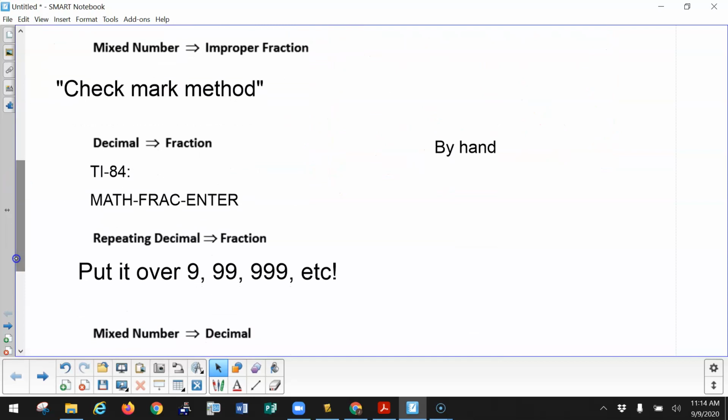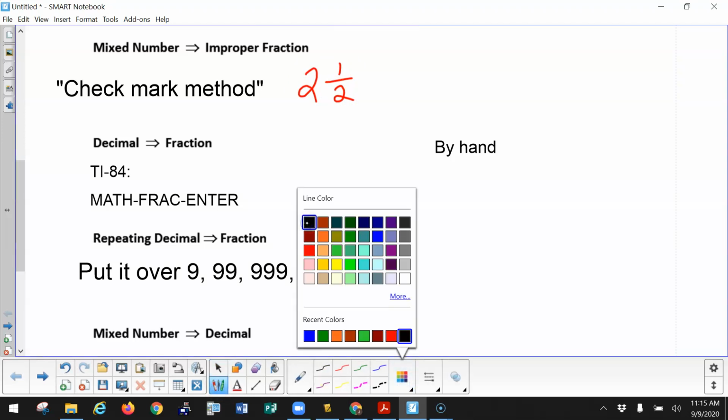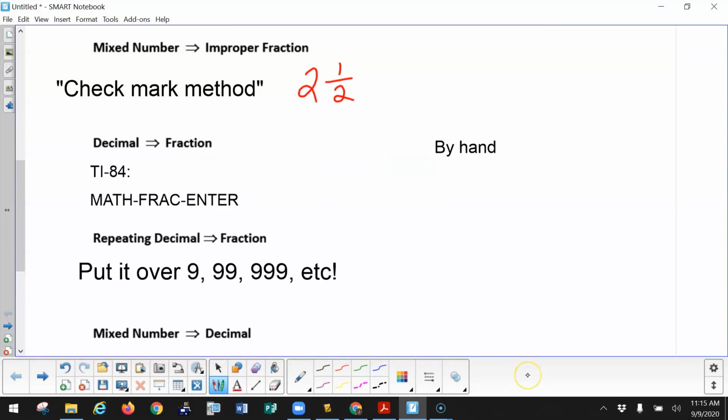Okay, so we need to talk about how to convert so that we can actually work with our fractions. So anytime you're taking a mixed number and you want to switch it into an improper fraction, we can use what we call the check mark method. So all you have to do is follow the check mark. So if I have 2 1/2, I need to change this mixed number into an improper fraction so I can use the check mark method. I'm going to start with my whole number and make a little check mark like that.